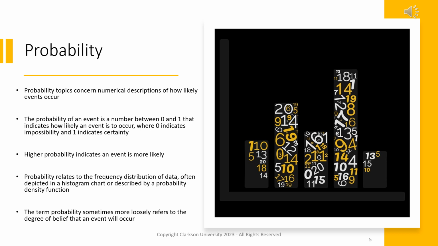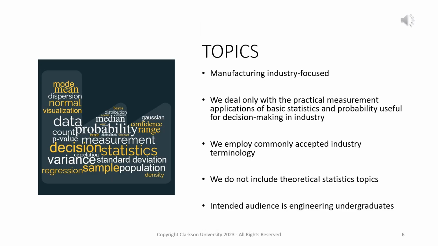Probability relates to the frequency distribution of data, often depicted in a histogram chart like the bar chart pictured here, or described by a probability density function, which we'll use quite a bit in our analysis. Later on, we'll look at the laws of probability.